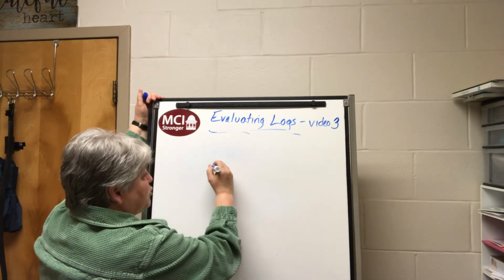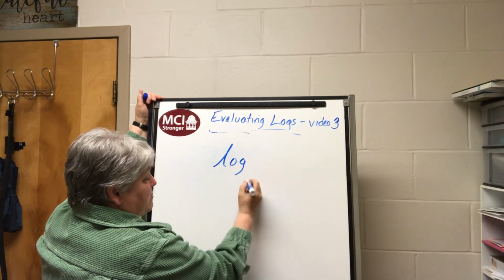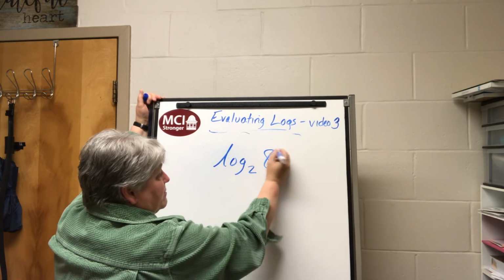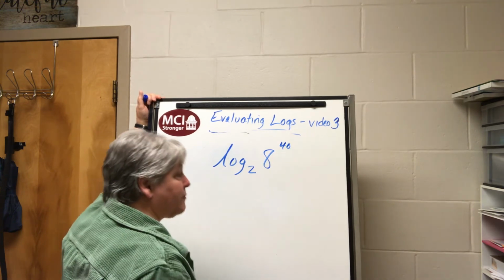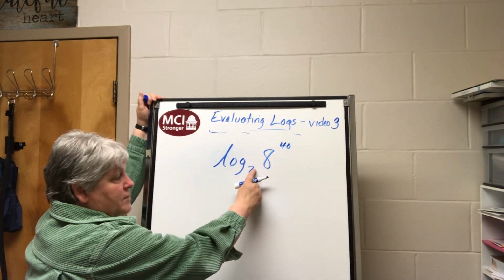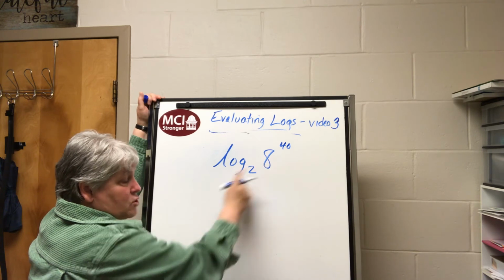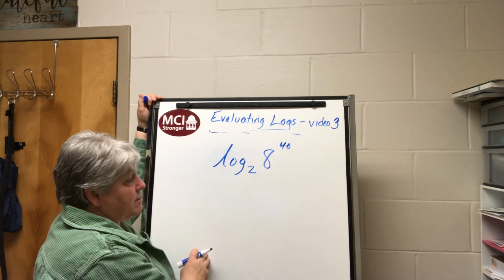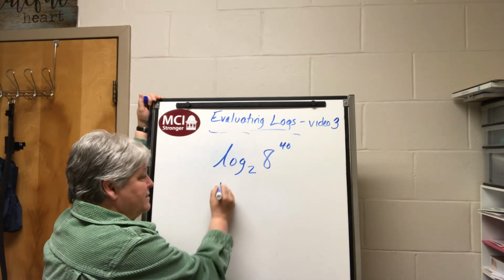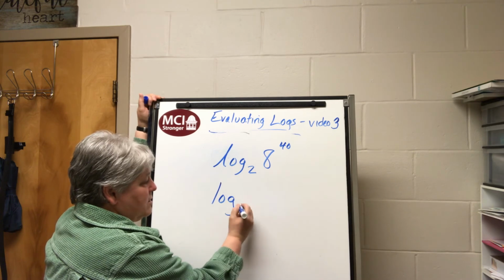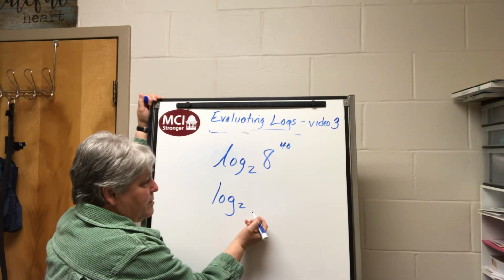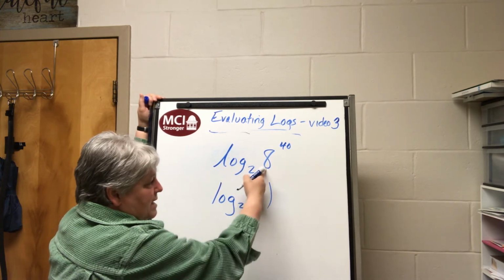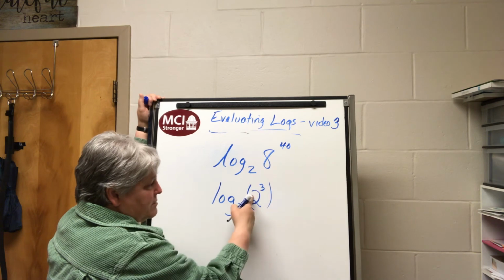So you might say, how would you handle something like this? The log to base 2 of, let's say 8 to the 40th. Now we have the problem of this not matching that. So I could not use that idea that we just developed to answer this right here. But what if I could write 8 as 2 to a power? 2 to the third is really just an 8. So what if I put this in place of that?